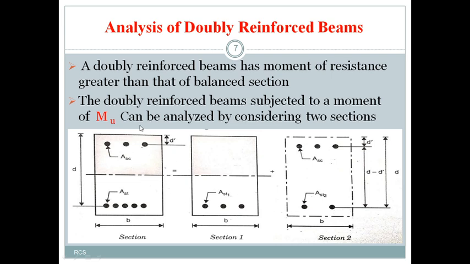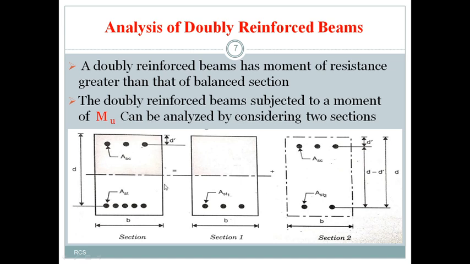So finally, this cross section of a doubly reinforced beam is equivalent to the cross sections of these two beams, that is section 1 plus section 2. The ultimate moment of the doubly reinforced beam is Mu, and the moment with respect to the balanced section, which we generally calculate with respect to the limiting depth of neutral axis, is the limiting moment, Mu limit. The moment with respect to the second section, section number 2, I can call Mu2.